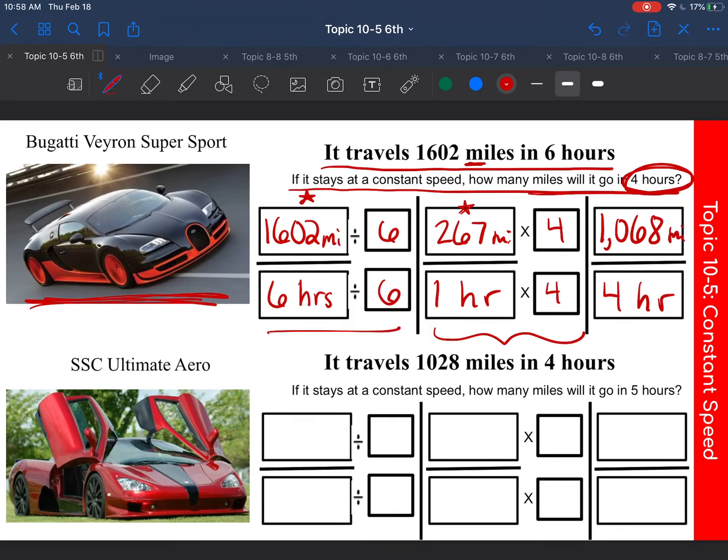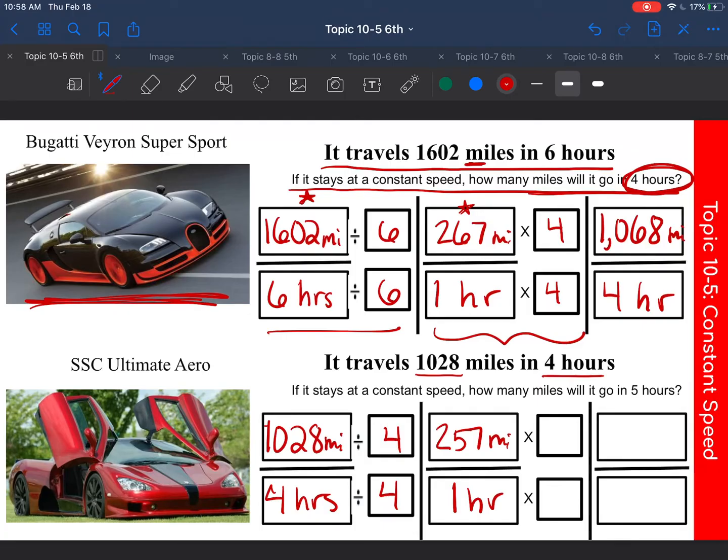All right. The other really fast car, the SSC Ultimate Aero, travels 1,028 miles in 4 hours. So that's the original rate. We can type that in, 4 hours. And again, to find the unit rate, which in this case we're calling constant speed, miles per 1 hour, we would divide by 4. Whatever we do to the bottom, we do to the top. You can calculate that, and you end up getting 257 miles in 1 hour. So that is the constant speed of the car.